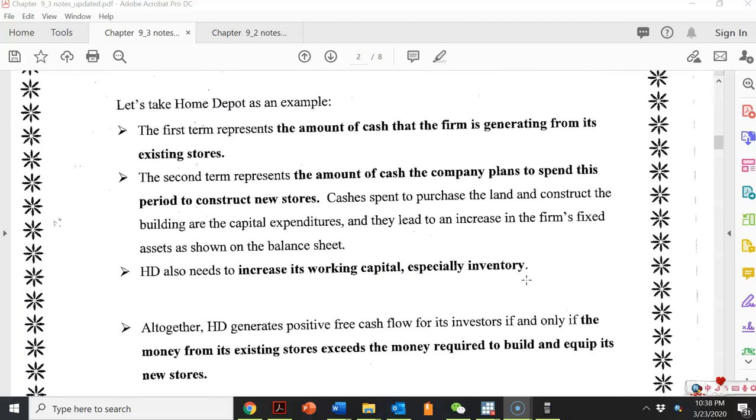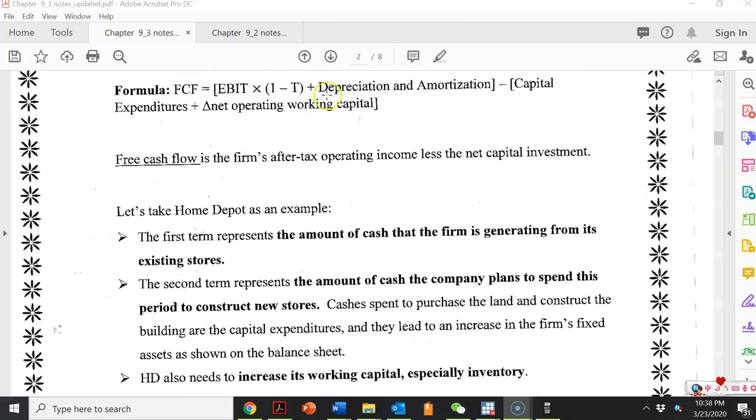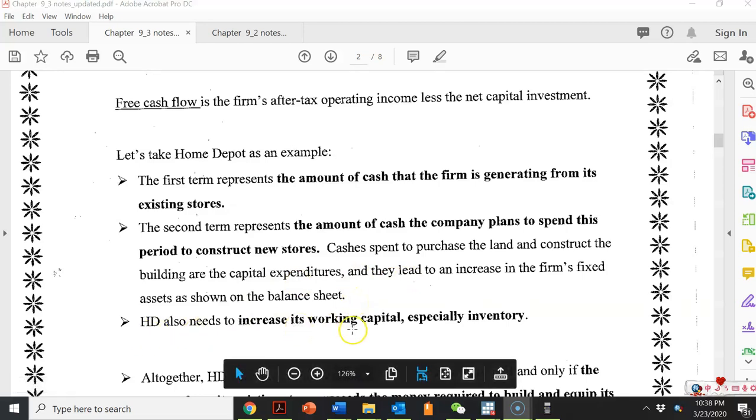Let's take Home Depot as an example. The first term here represents the amount of cash that the firm is generating from its existing stores. The second term represents the amount of cash the company plans to expend this period to construct new stores. Cash is spent to purchase the land and construct the buildings, which are the capital expenditures, and they lead to an increase in the firm's fixed assets as shown on the balance sheet. Home Depot also needs to increase its working capital, especially inventory.